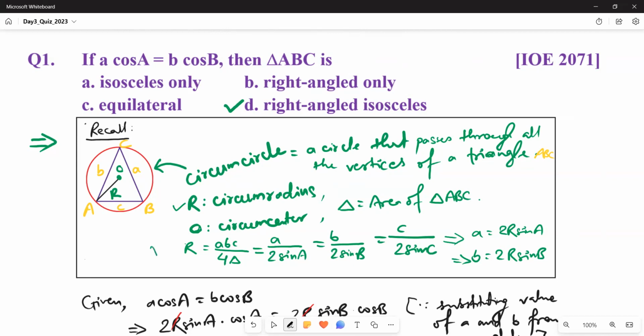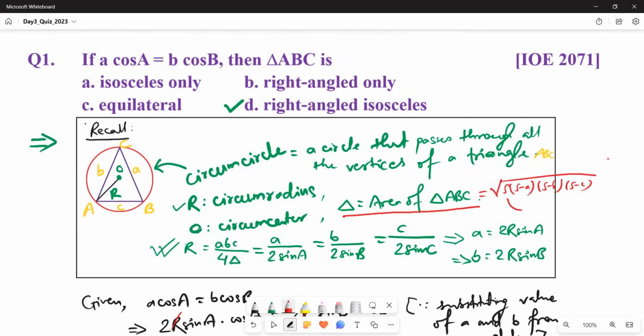There is a relation you must be able to recall, that R equals the product of the sides a, b, c divided by 4 times the area of this triangle. Here delta denotes the area of triangle ABC, which is calculated by the formula root of s(s minus a)(s minus b)(s minus c), where s is the semi-perimeter of triangle ABC.